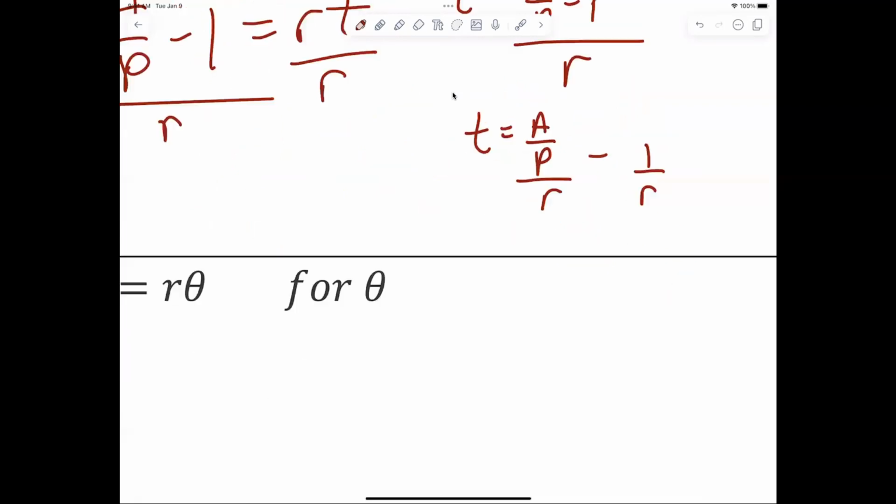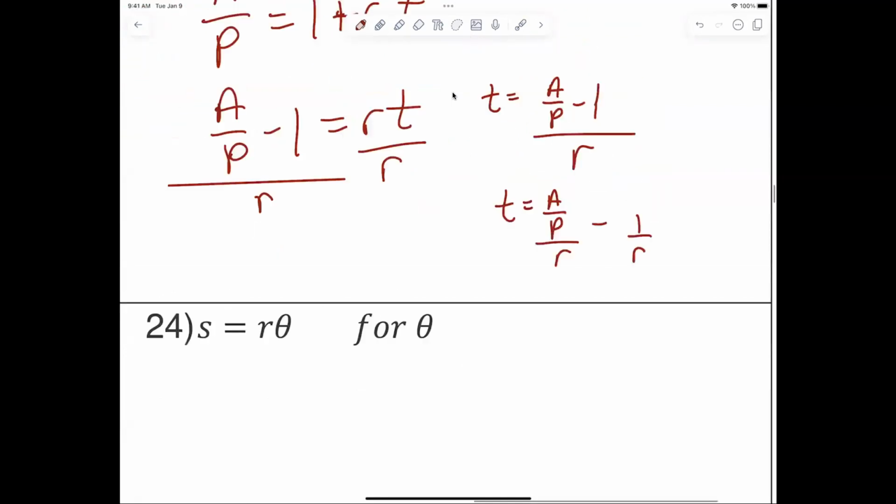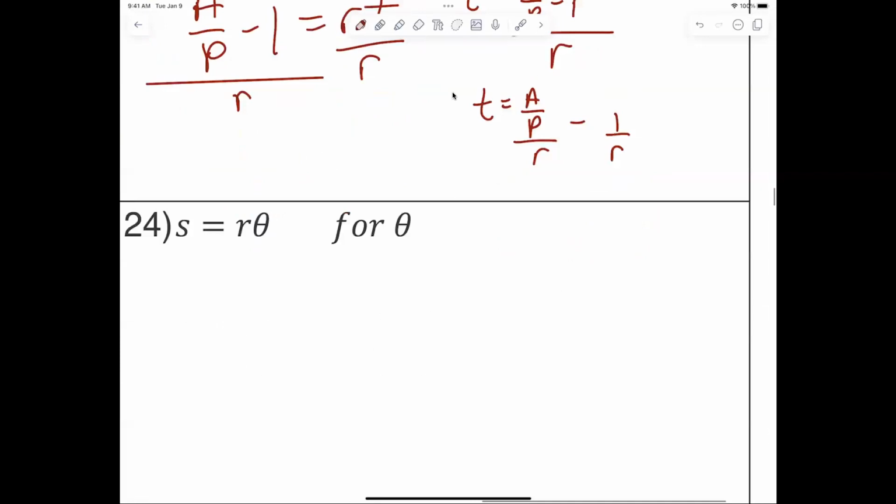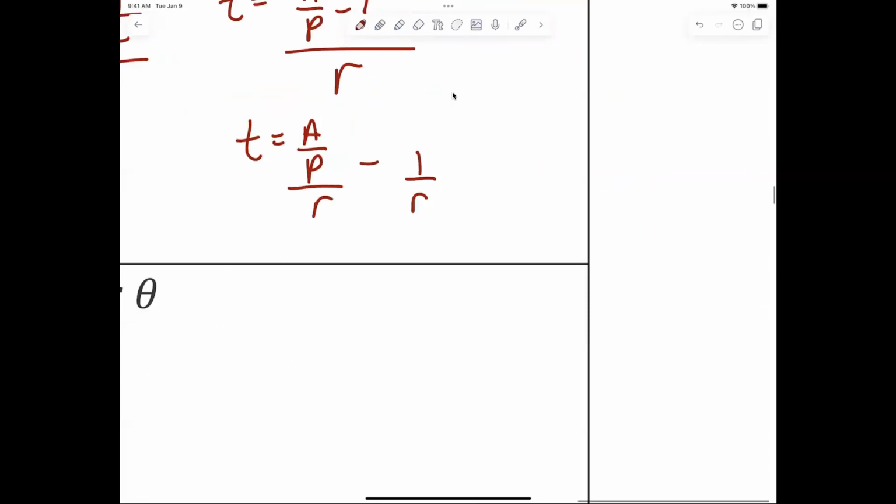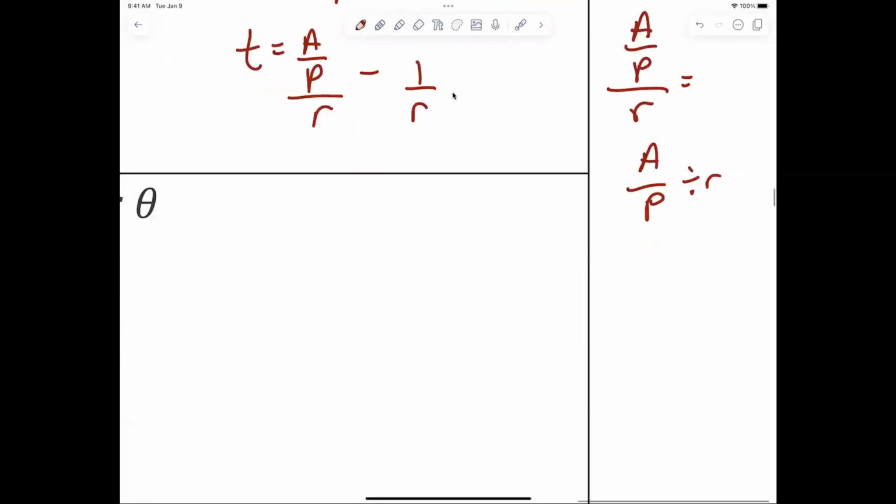Now that we've done that, one last thing. Don't you just do, like, a division symbol? No, we're not doing division symbols. Now A over P divided by R. Here's where I need everybody to understand. A over P divided by R is the same as A over P divided by R. Instead of putting divided by R, we multiply by the reciprocal. So this is the same as A over P times 1 over R, which is the same as A over PR. That's the steps here.